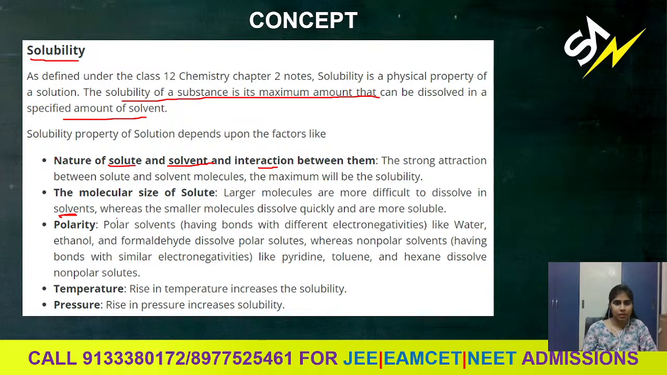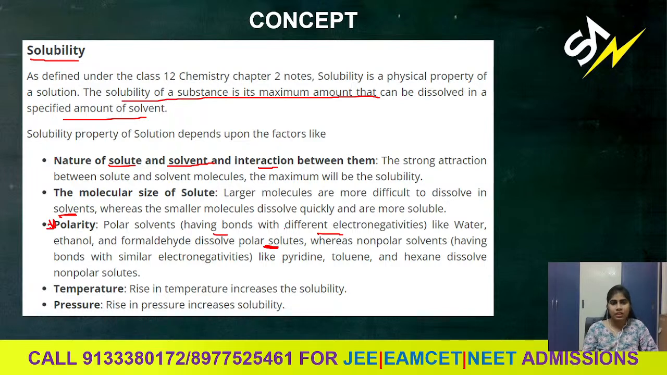And next, polarity. This is also an important factor. What is polarity? Let us see. There are two types of solvents, majorly polar solvents and non-polar solvents. What are polar solvents? They have bonds with different electronegativities, mainly like water. Take examples such as water, ethanol and formaldehyde. They dissolve polar solutes which can form bonding easily, which have a more electronegative nature.